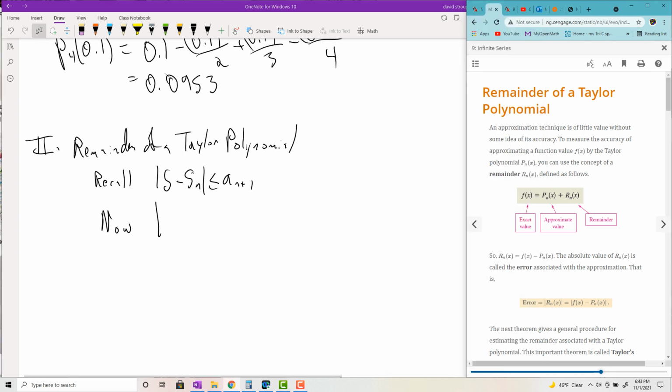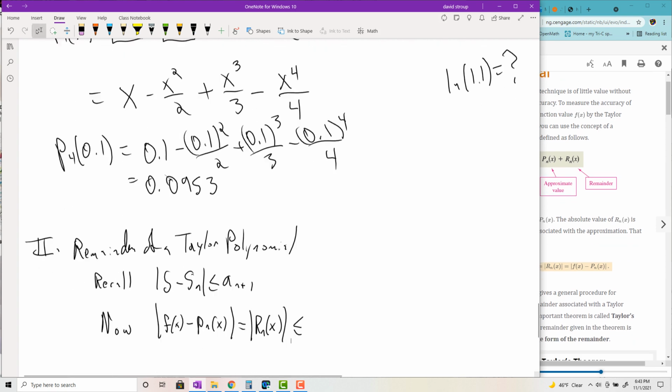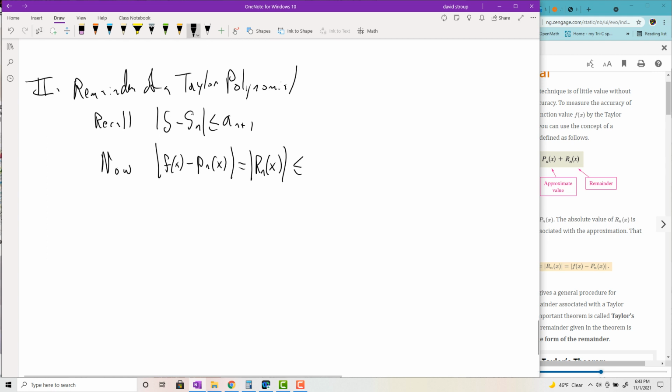Our formulas look a little different. So now we have some function f of x, and we're seeing the difference between f of x and this P sub n formula. Okay, it'll turn out that we're going to call this thing some R sub n of x. It'll turn out that this thing is less than or equal to kind of the next term in the Taylor series, kind of. Okay, it's not exactly that easy, but it's very similar.